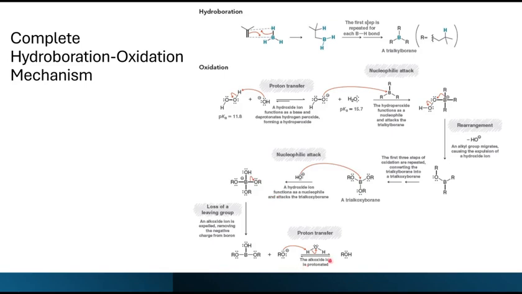There's a proton transfer with water, forming the alcohol and hydroxide. Please do not stress about knowing this mechanism. Understand that this mechanism is what eventually leads to the anti-Markovnikov addition of OH across a double bond.